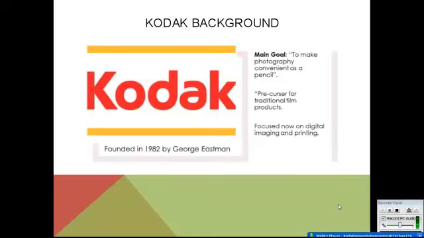Kodak was founded in 1982 by George Eastman. Its main goal was to make photography as convenient as a pencil. With that goal in mind, they managed to control the majority of the market share, and if consumers wanted any type of photographic equipment, they usually went to Kodak. And now, because of the technological boom and advancement, Kodak is more focused on digital imaging and printing.